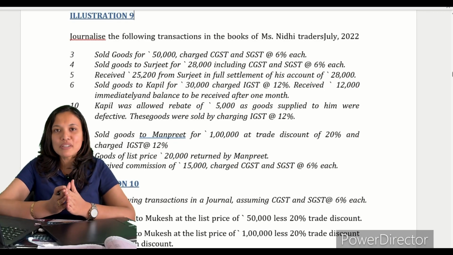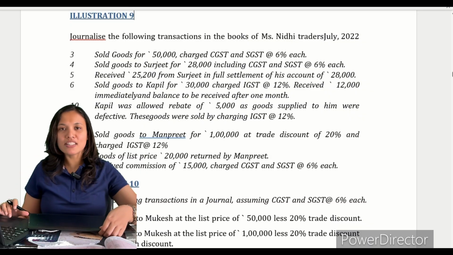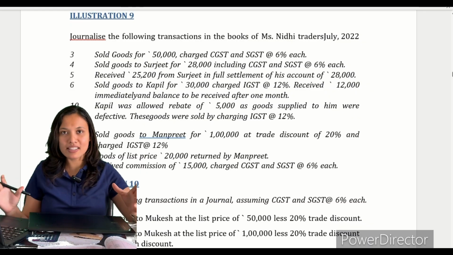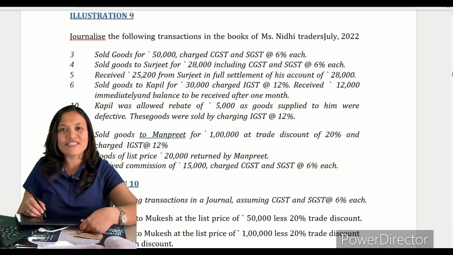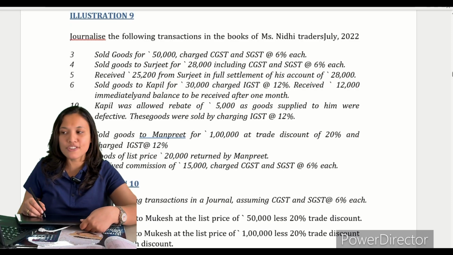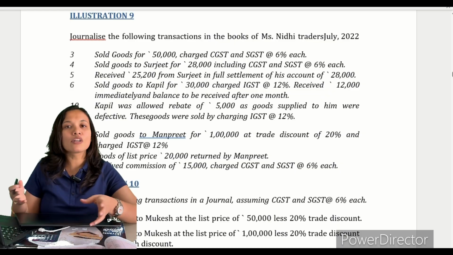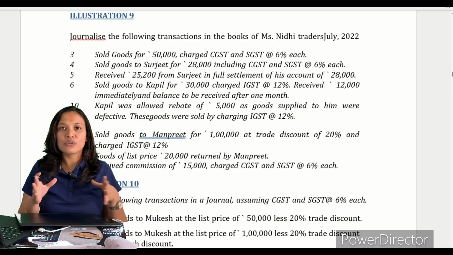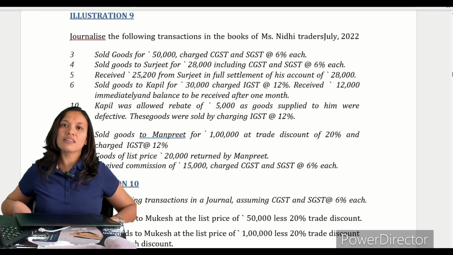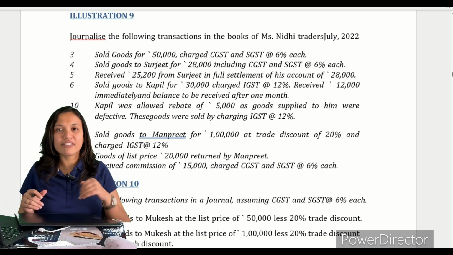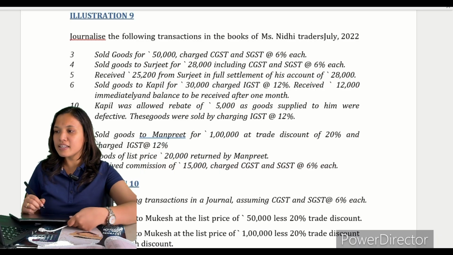Today with our illustration number 9, journal entries. Okay, so let's directly dive into the problem without wasting any more time. Journalize the following transactions in the books of Miss Nidhi Traders for the month of July 2022. It is again sale of goods, all related with the sales but inclusive of GST. You can refer to our earlier classes for the GST related details. The theory and all I have explained in my previous class. So let us directly now dive into the answer.